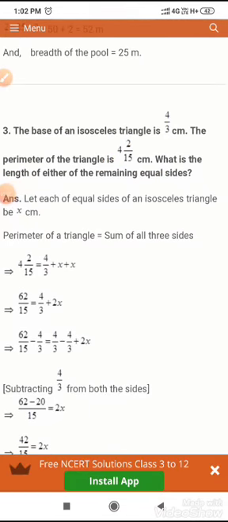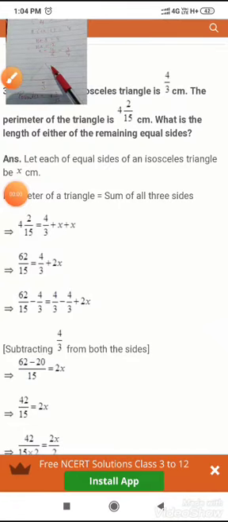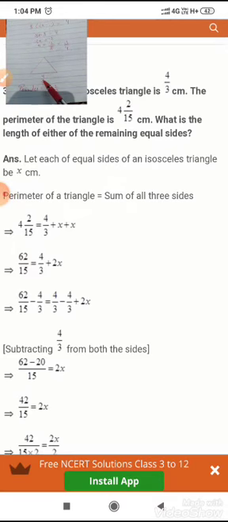Question number 3. The base of an isosceles triangle is 4/3 centimeters. The perimeter of the triangle is 4 whole 2/15 centimeters. What is the length of either of the remaining equal sides? First, what is an isosceles triangle? An isosceles triangle is a triangle in which two of the sides are equal. As you can see here, it is an isosceles triangle whose base is 4/3 centimeters, and we have to find its equal sides.